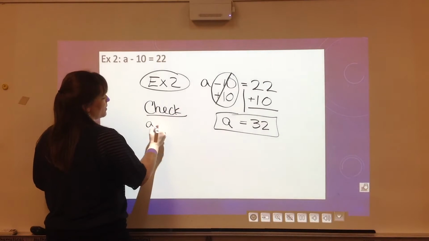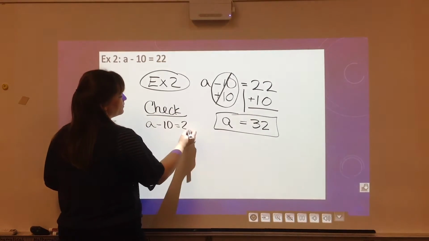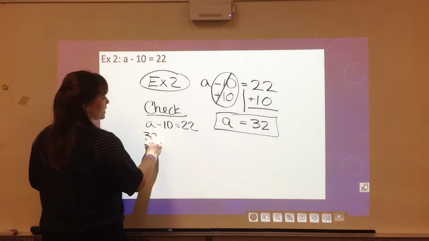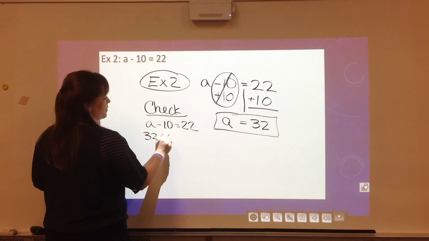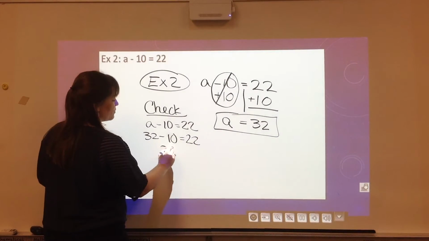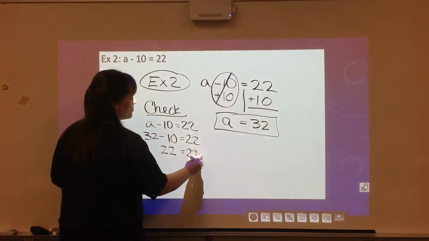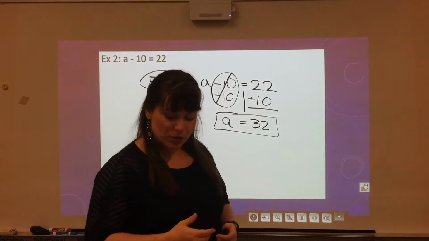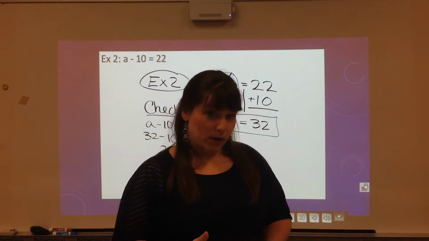We're going to copy the original equation down. We're going to pluck and plop 32 into the equation, and then I'm going to solve. 32 minus 10 is 22, and I'm done. Now I'd like you to try 3 more of your own.